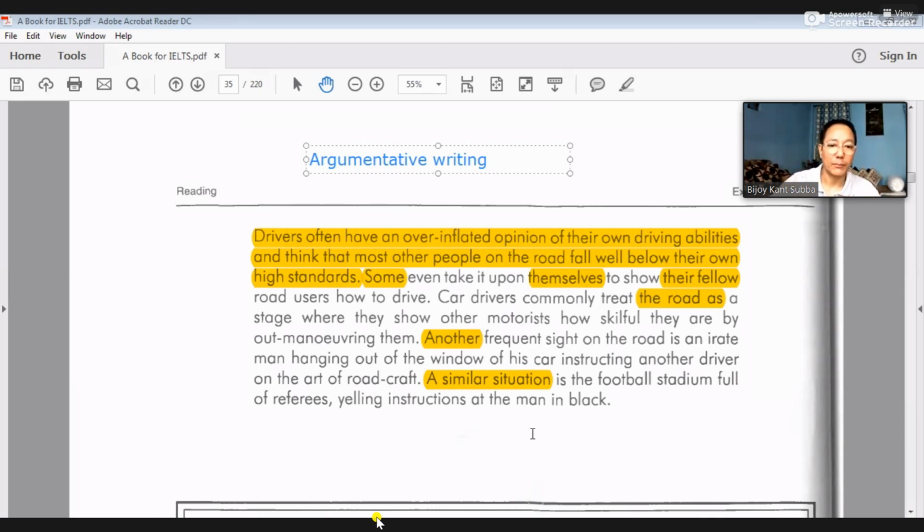Right? Now, take a good look. I want you to focus on the last sentence. Last sentence, I'll focus on that.